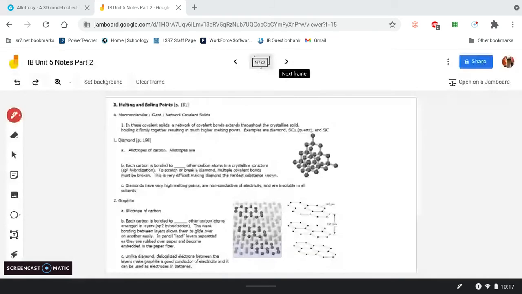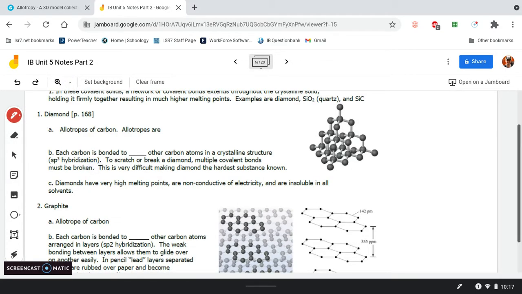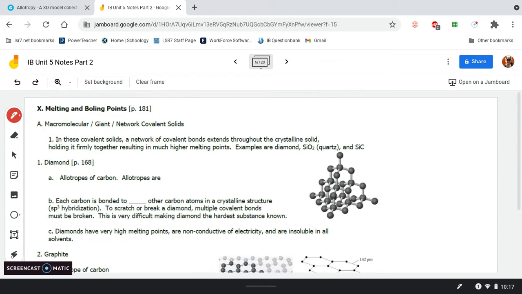Okay, looking at some mixed up topics here. The big one's going to be talking about the difference between diamond, graphite, and graphene, and the different types of carbon, basically. So we're going to start right here with these terms: macromolecular. Macro means big, so big molecule. Giant means big, and network covalent. So these all mean the same thing.